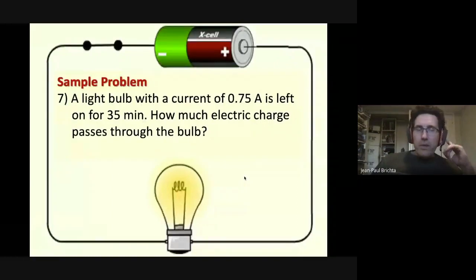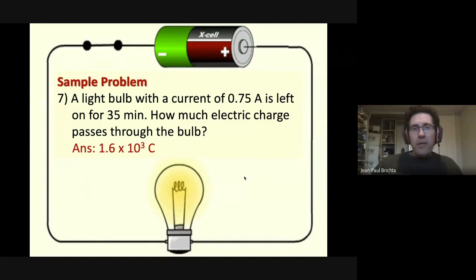Okay, so hopefully when you put that into your calculator, you got 1.6 times 10 to the 3 coulombs. And that's it. So in this lesson, I just reviewed the principle of electric charges, talked very briefly about electric fields produced by different kinds of charges, talked about the elementary charge, and how to connect charge and current.